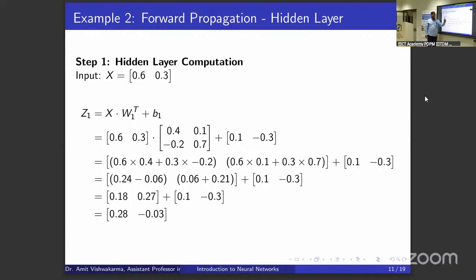Changing the value of the W1 matrix, 0.4, let's say 0.5, 0.3, 0.1, some 0.9, and all this changes. So what we have to do is change these values of W. This is the first iteration. In the second iteration, you randomly modify the values of W and B, and you will get some output, some error.